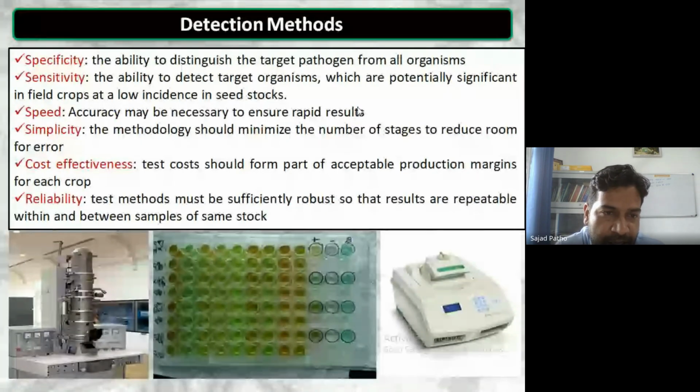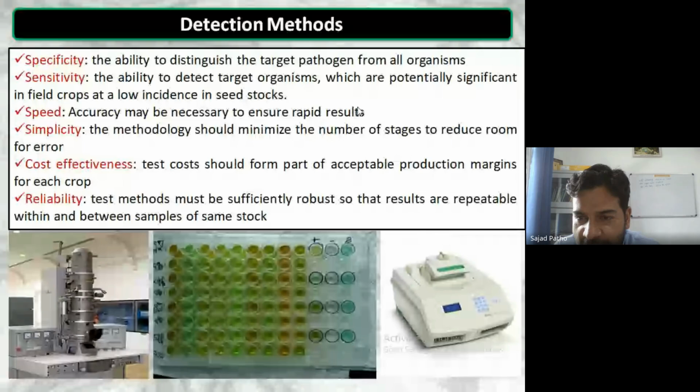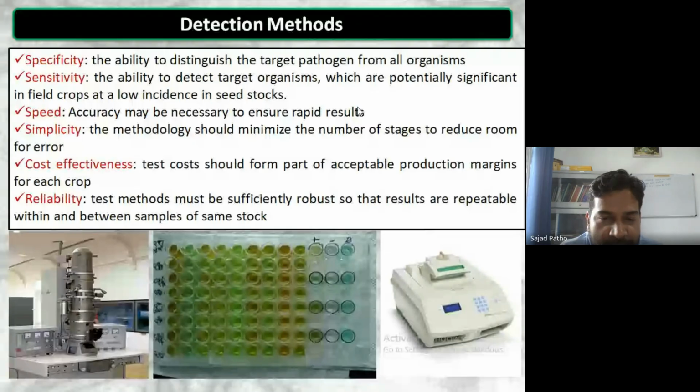So the speed is very important. Accuracy is very important. Then the simplicity. Simplicity means that we should not have the complex type of detection methods where we have to use very technical manpower, sophisticated machines, and sophisticated chemicals. So the technique should be simple. The method should be simple, by which we can detect the virus.